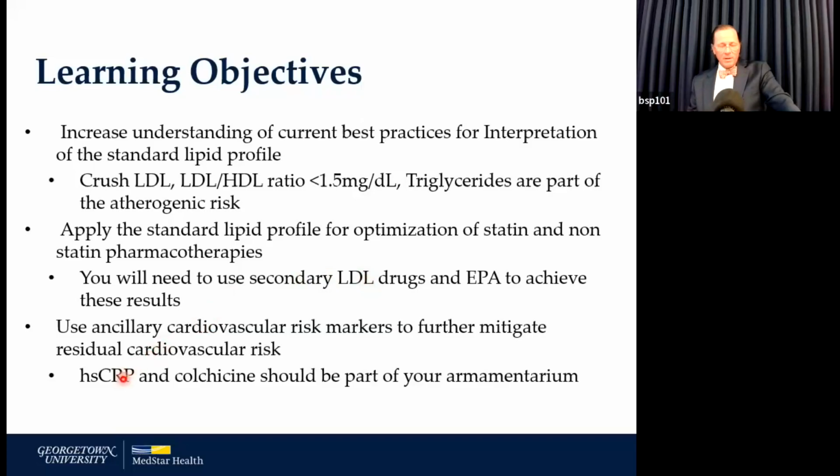And lastly, it's time to get involved on the inflammation side, and don't be afraid of doing this. This is just like you use statins. As Paul Ridker says, you should be using colchicine. And again, it's secondary prevention. It's not primary prevention. So known events, but colchicine should be part of your armamentarium.